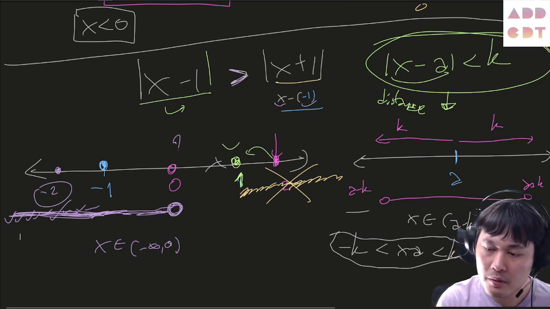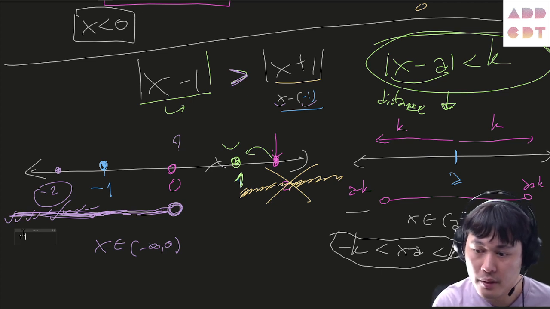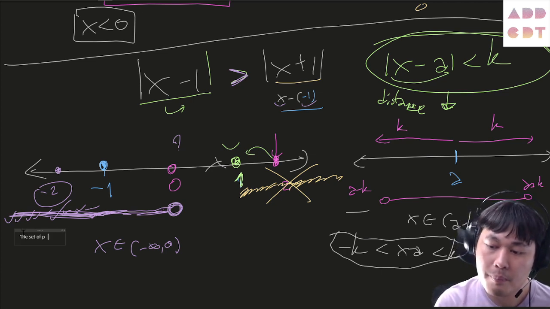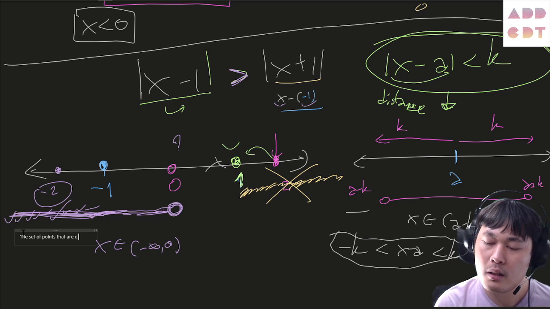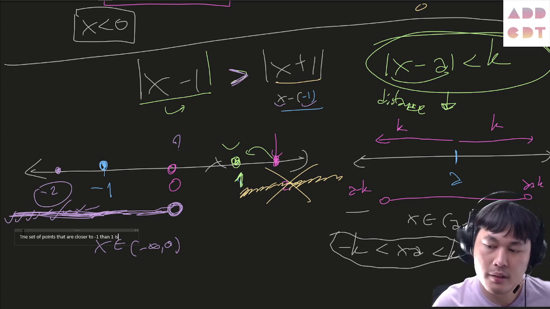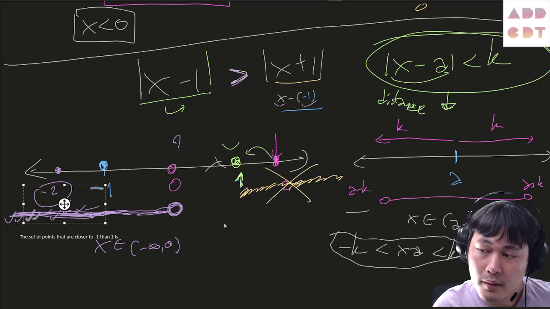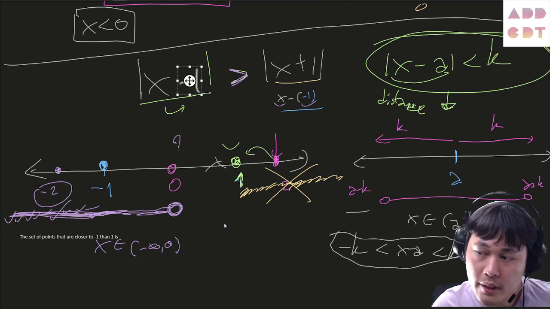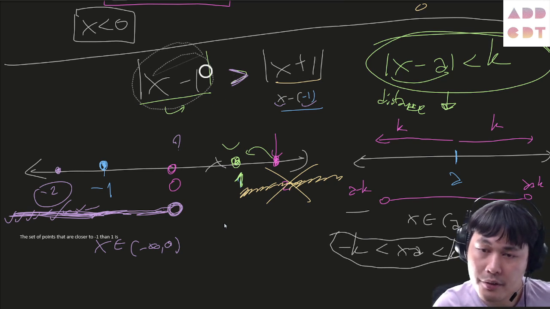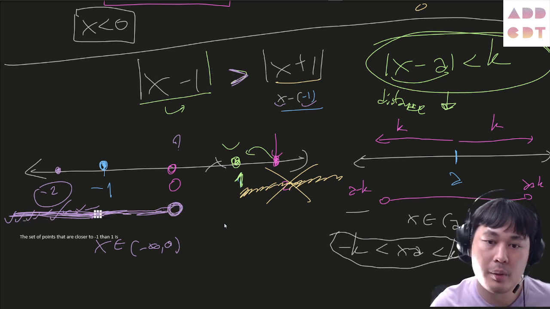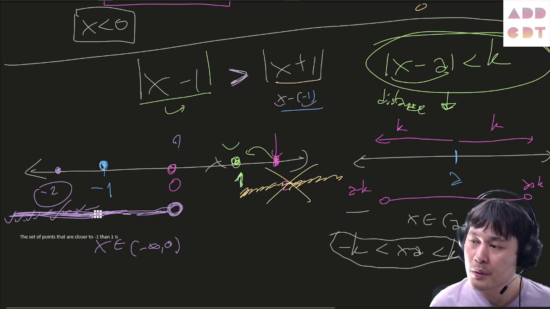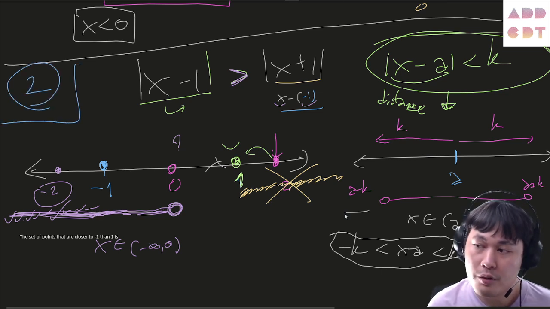Or to summarize it in a sentence, we say that the set of points that are closer to minus 1 than 1 is this set. The distance to minus 1 is smaller than the distance to 1 at these points. So this is the second way to solve this.